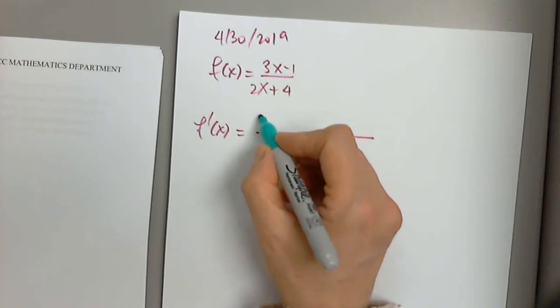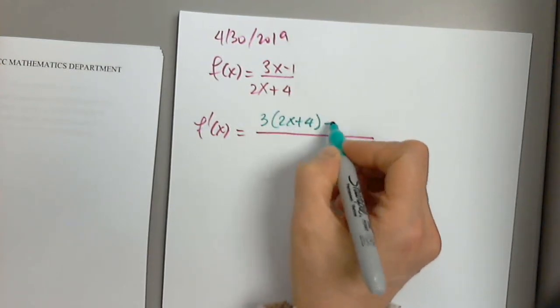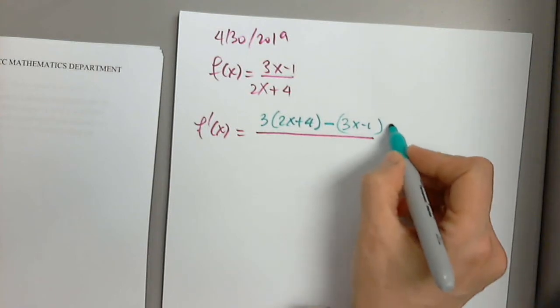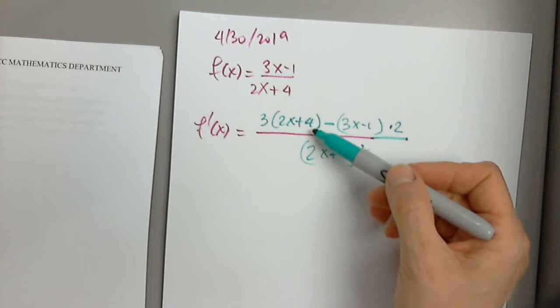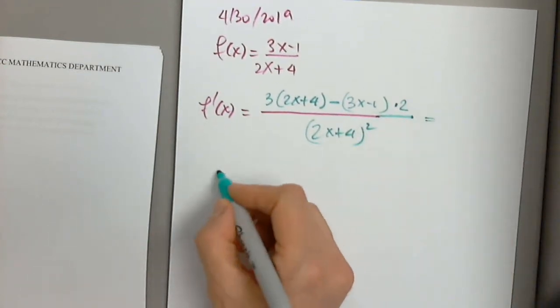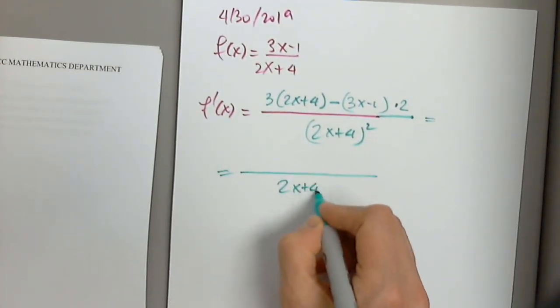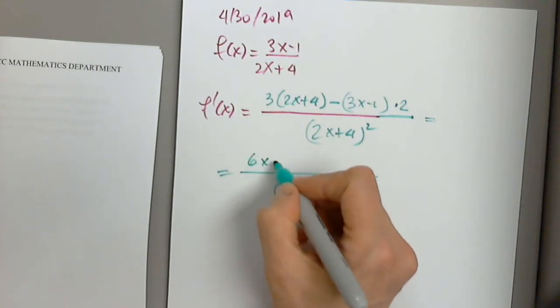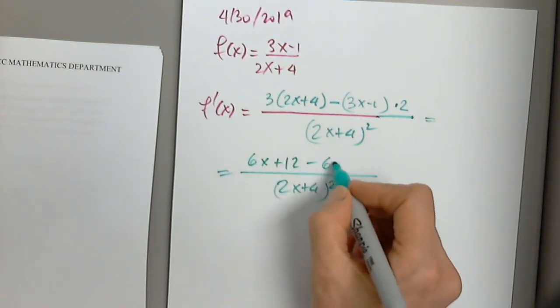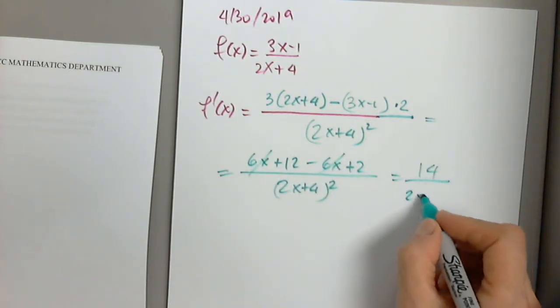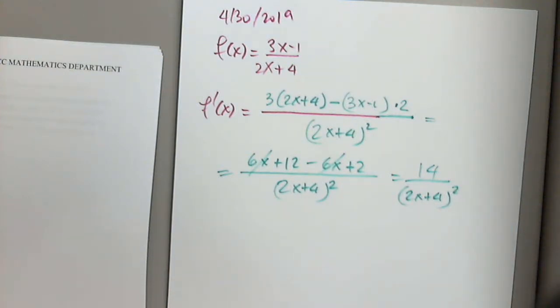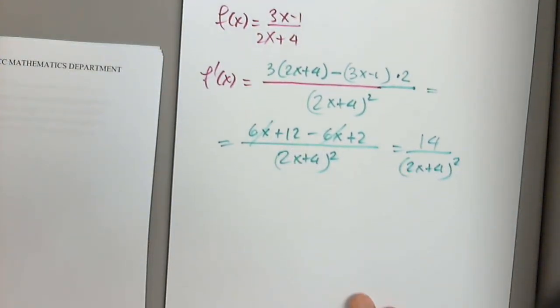Okay, so the top prime is 3 times 2x plus 4 minus 3x minus 1 times 2, over 2x plus 4 squared. If somebody simplifies this, it's a huge error, right? We don't do that. So 2x plus 4 squared, then we have 6x plus 12 minus 6x plus 2. These two go away. Final answer, this. Is this okay? Yeah. Good, moving on.